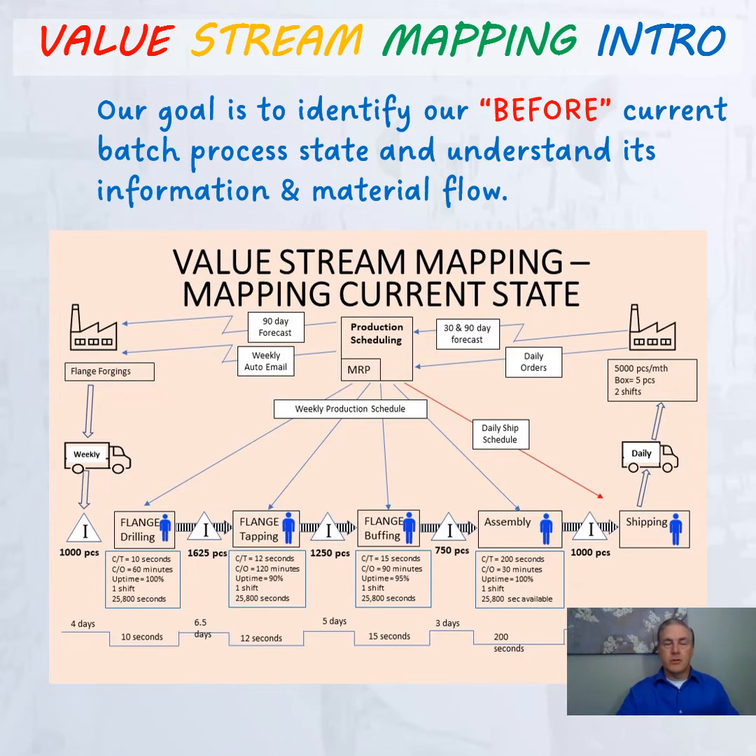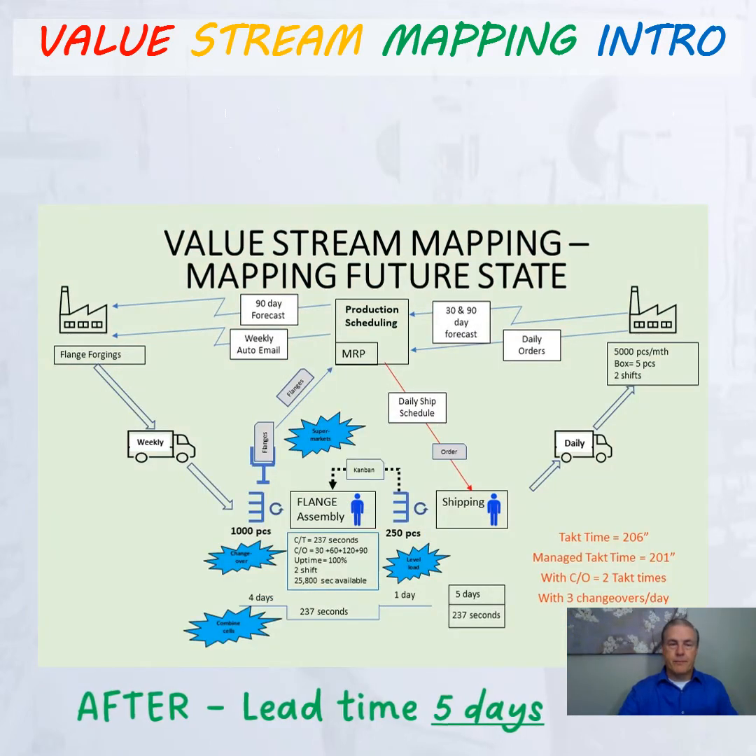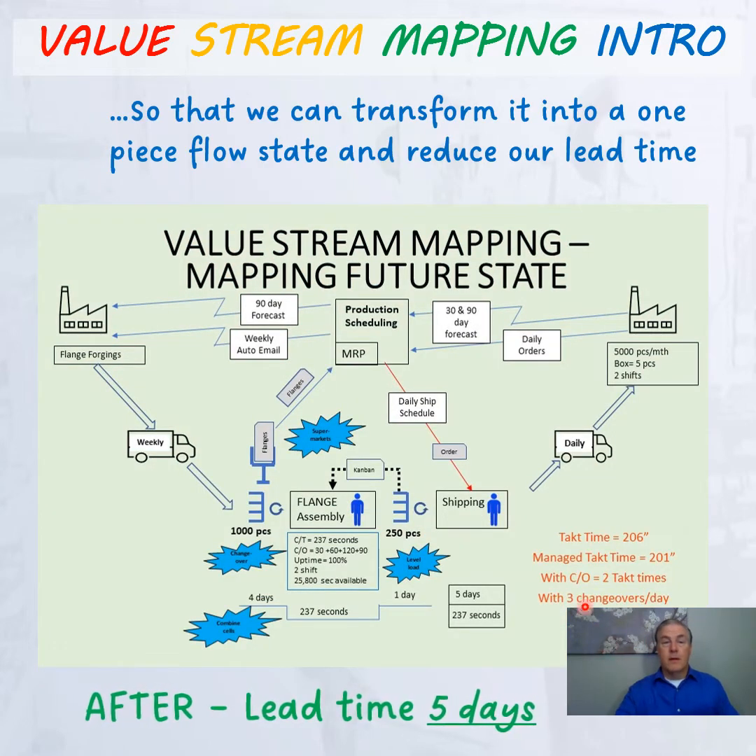So that's a current state map. What we want to do is transform it into a one-piece flow state and reduce our lead time. When we look at this future state map, remember that what came prior was a batch and queue process, so no lean one-piece flow had been set up.